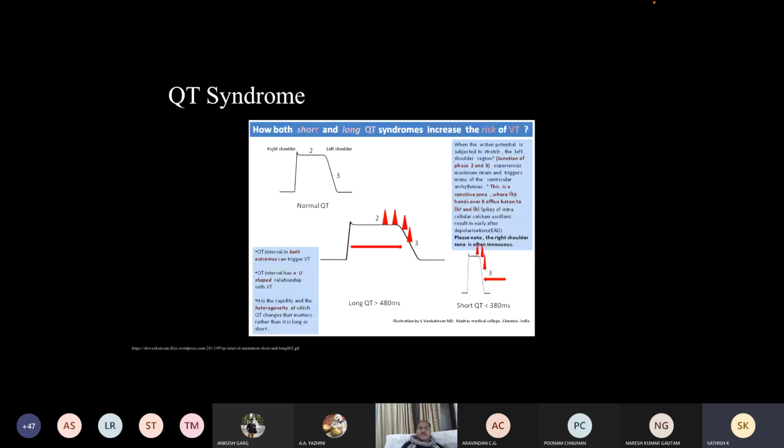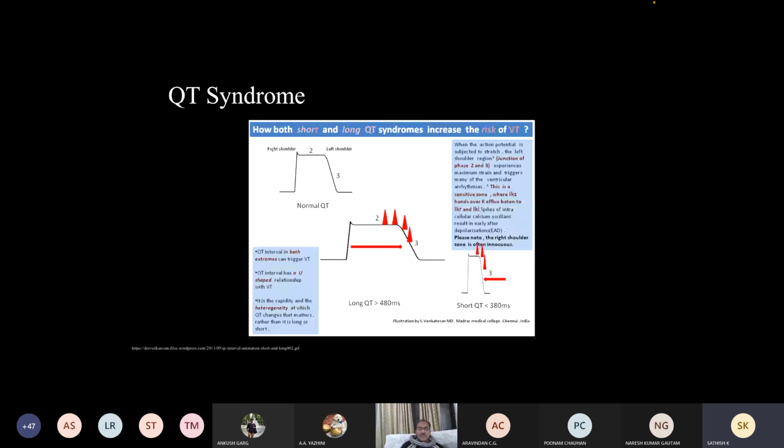We have to calculate the rate, then the rhythm. Then we have to see the axis of the ECG, left axis or right axis. Then the P wave, whether any changes are there. Then coming on to the PR interval, whether it is normal or prolonged. This is a systematic way so that we don't miss anything while seeing an ECG.